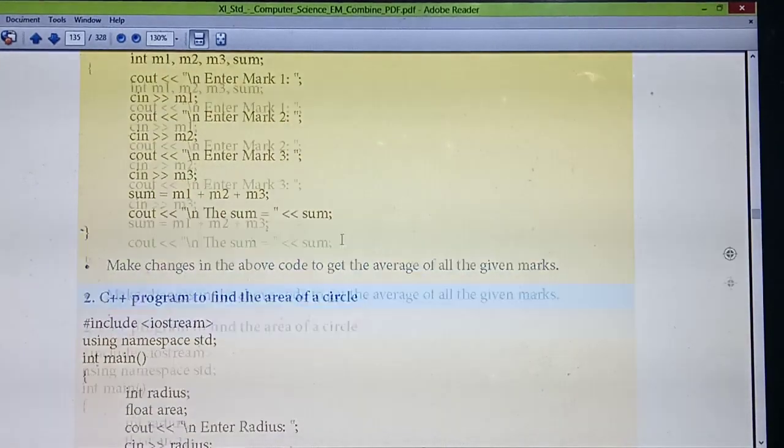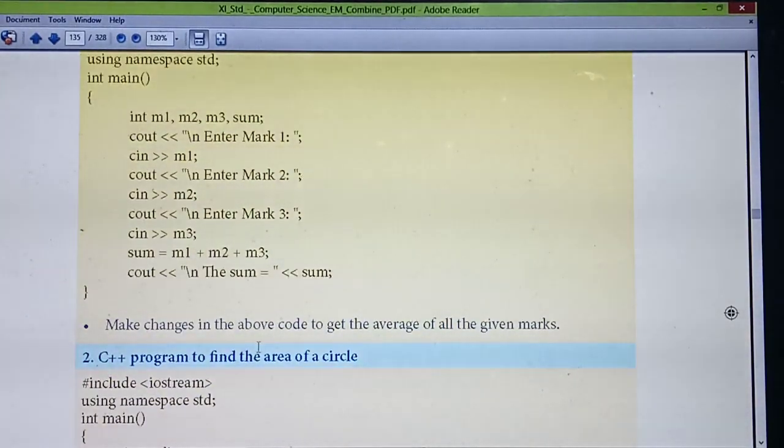Listen carefully. They have given one sample code, but in the question they asked to make changes in the above code to get the average of all the given marks. Here they are only finding the total. Average means what formula should you write? AVG. So one more variable you should declare, isn't it, AVG? Same program, sum comma AVG. AVG for average. So next line, after the sum you should write AVG equal to M1 plus M2 plus M3 divided by 3.